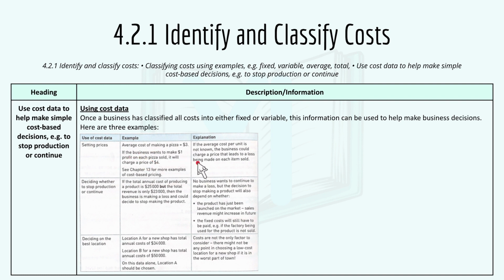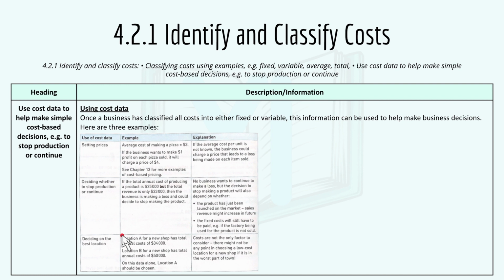And the explanation for it is that if the average cost per unit is not known, the business could charge a price that leads to a loss being made on each item sold. And for deciding whether to stop or to continue the production, for example, if the total annual cost of producing a product is 25,000, but the total revenue is only 23,000, then the business is making a loss and could decide to stop making the product. And the explanation is that no business wants to continue to make a loss, but the decision to stop making the product will also depend on whether the product has just been launched to the market, and the fixed costs will still have to be paid.